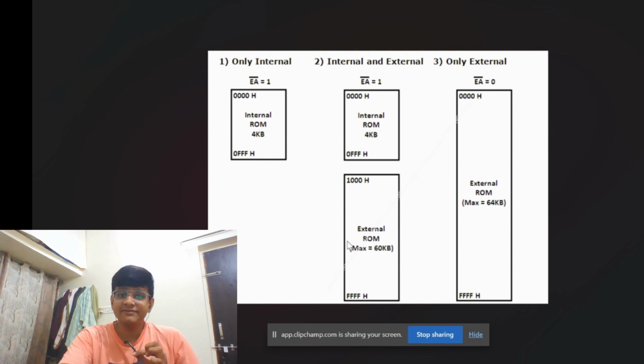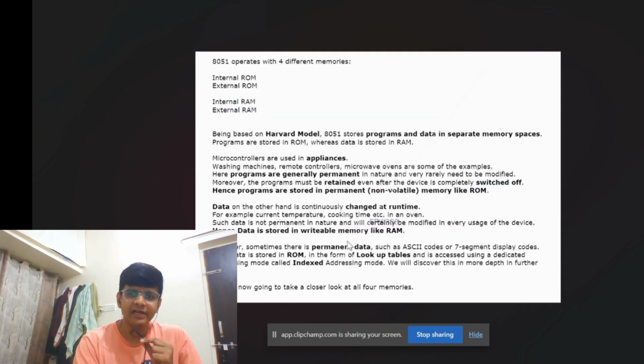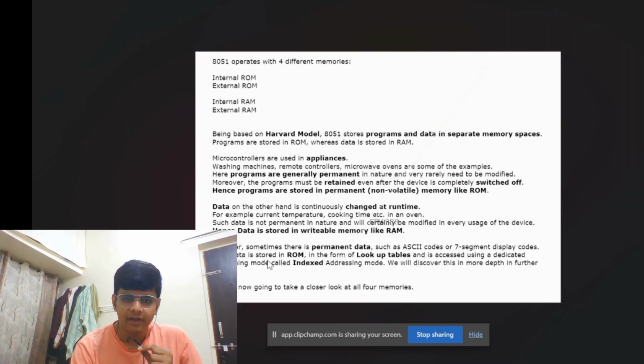There is a catchy point for the viva question. At any time we can only access up to 64 KB of memory. It can be both, or it can be one, or it can be 4 KB. Maximum at a time we can only access up to 64 KB of memory. That's the catchy point of this whole topic. I will cover the theoretical concepts.